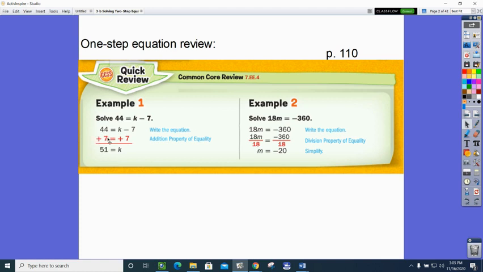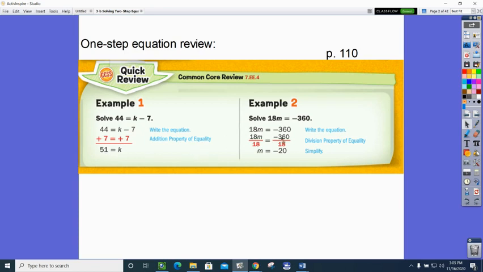44 plus 7, and yes, you may use your calculator, but you should be able to do that, is 51. And on this side, I'm left with the k because this minus 7 plus 7 form what is called a zero pair. And k plus 0 is k. So they zero each other out. And so now the number that when I subtract 7 gives me 44 is the number 51.